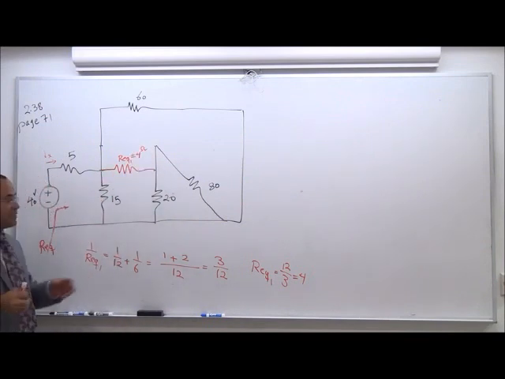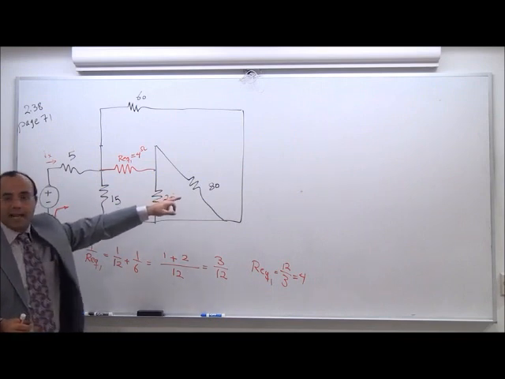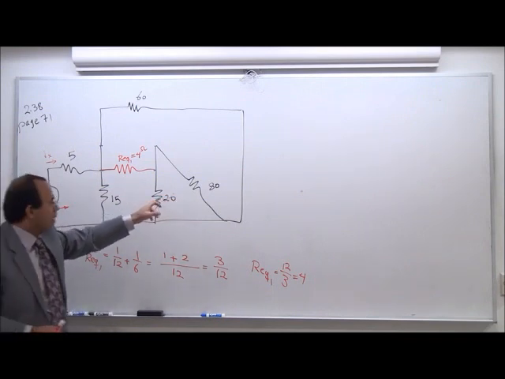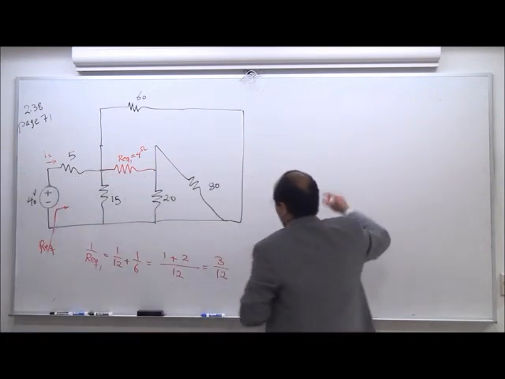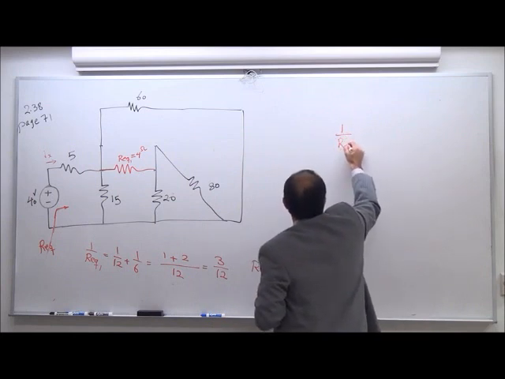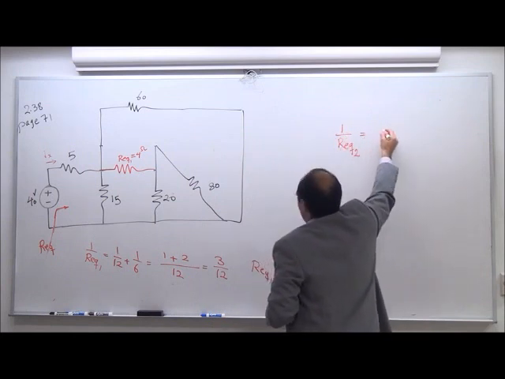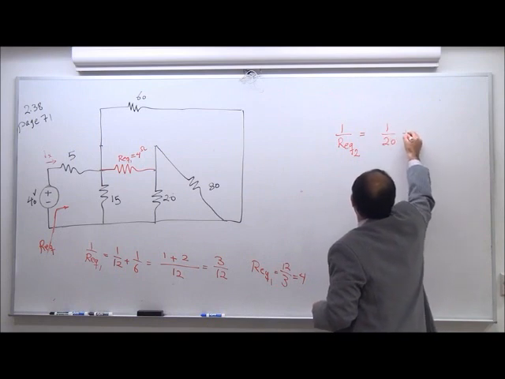It is now easier to see that 20 and 80 are actually in parallel. I'm going to replace them with R equivalent 2. R equivalent 2 is 1 over 20 plus 1 over 80.